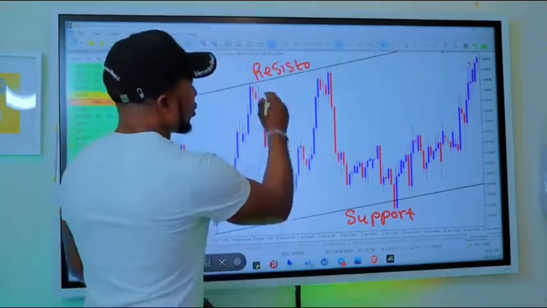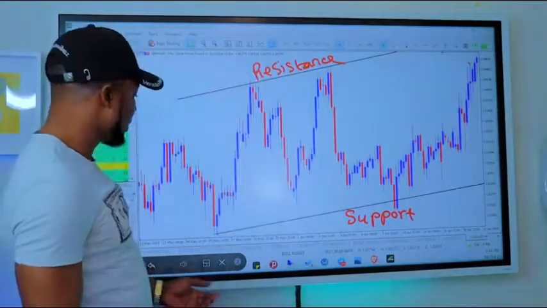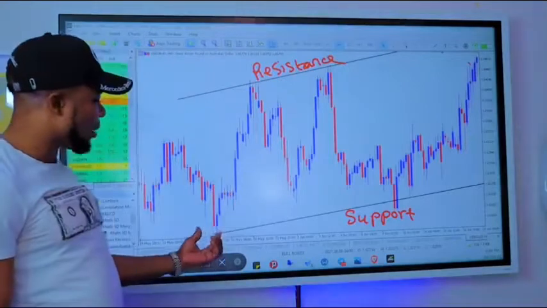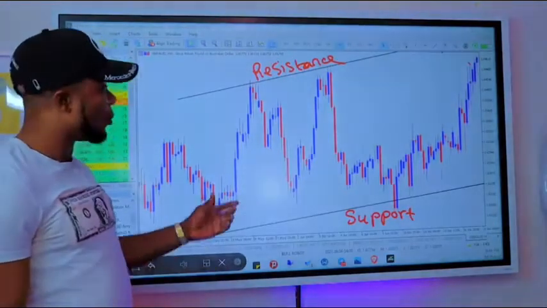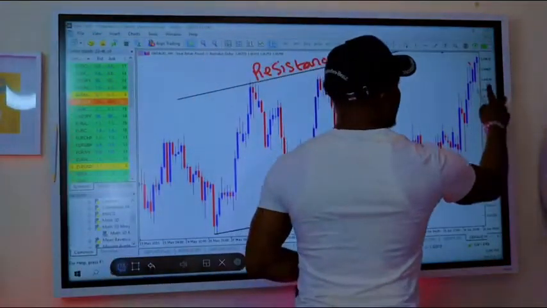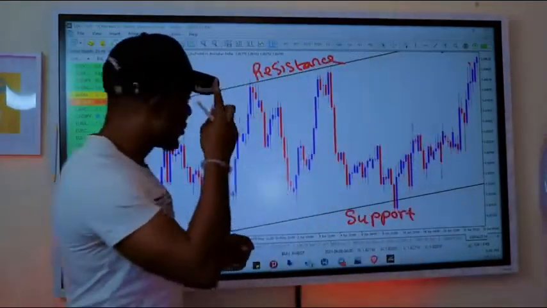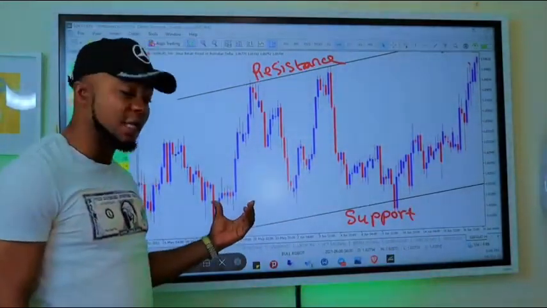This is our structure, support and resistance. And now let's just assume the market is somewhere here. The market is trading somewhere here. And we know that the resistance is somewhere. Let me make it a little bit good. Let's just assume the resistance is somewhere there, and the market is currently trading at this level.